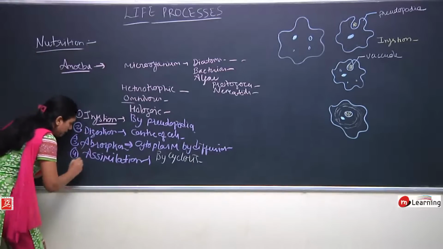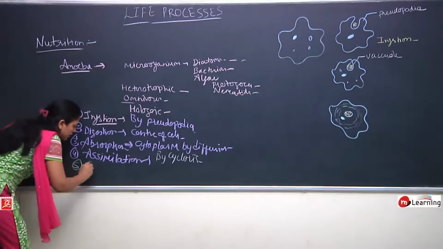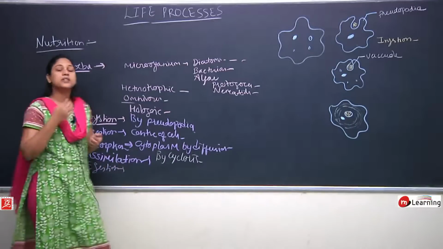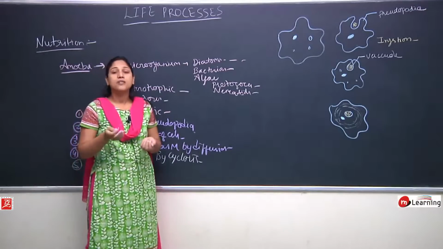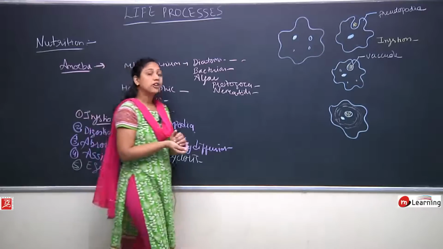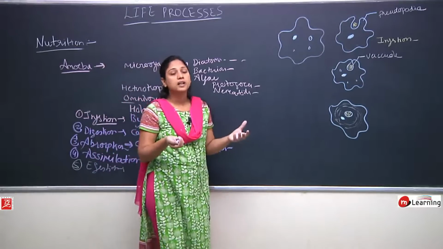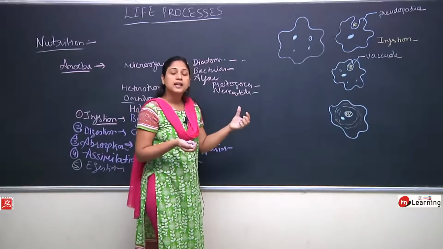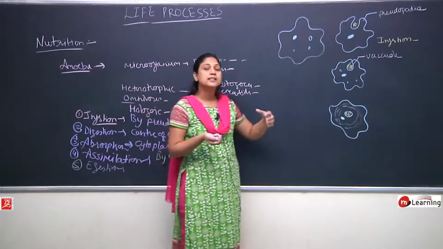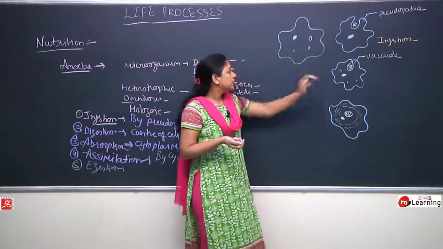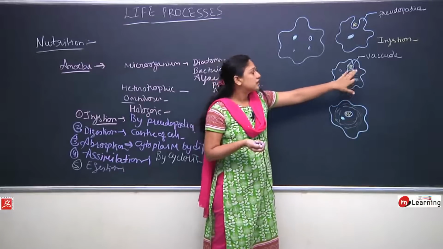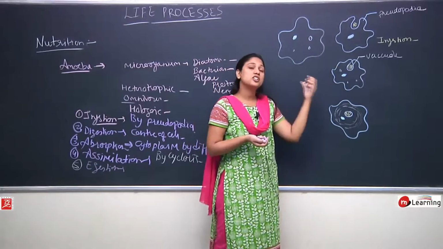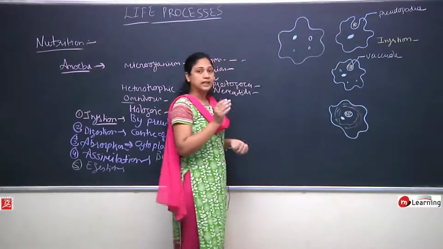Then happens egestion. The particles which are not digested or which are not good for nutrition are waste material for the amoeba, and they form a vacuole, and then this vacuole is egested by the reverse process of the one in which the intake of food happens. In this reverse process the egestion of waste material occurs.